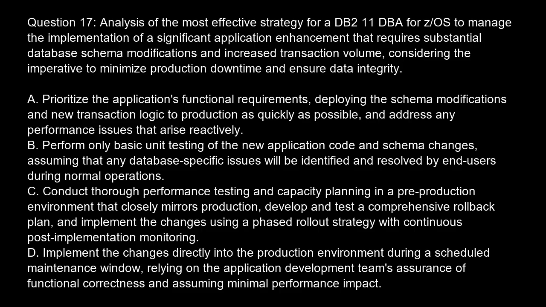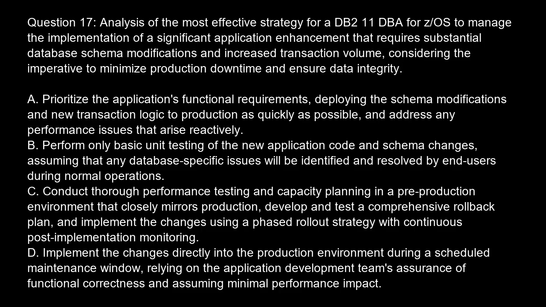Option B. Perform only basic unit testing of the new application code and schema changes, assuming that any database-specific issues will be identified and resolved by end users during normal operations. Option C. Conduct thorough performance testing and capacity planning in a pre-production environment that closely mirrors production. Develop and test a comprehensive rollback plan, and implement the changes using a phased rollout strategy with continuous post-implementation monitoring.